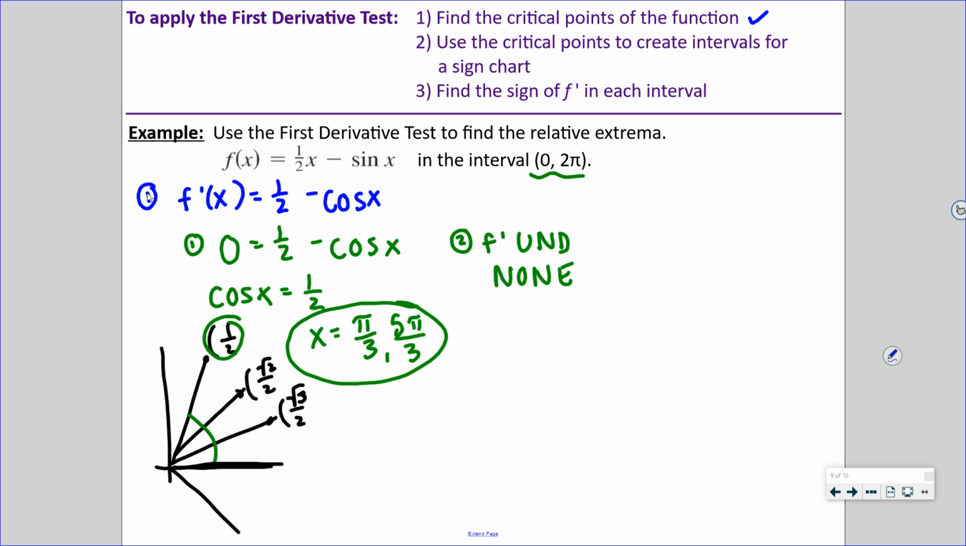Use the critical points to create intervals for a sign chart. Move this over a little bit so I see them. Step 2, create sign chart.